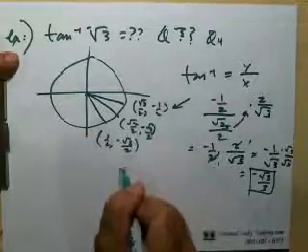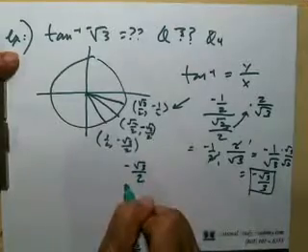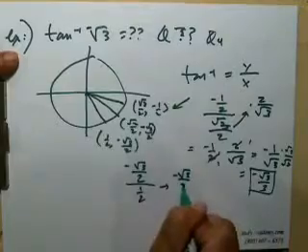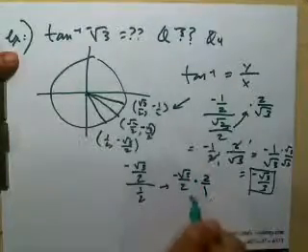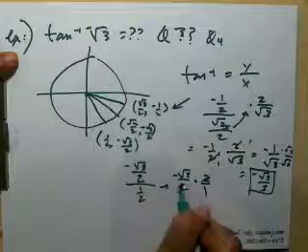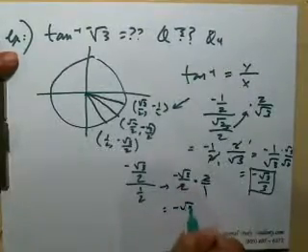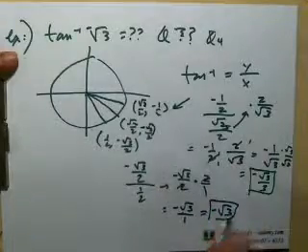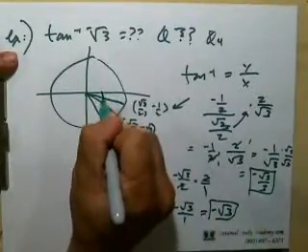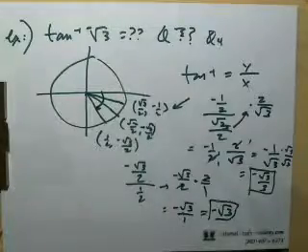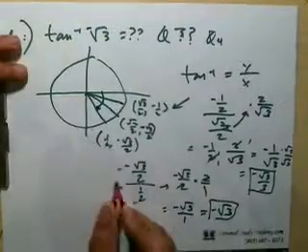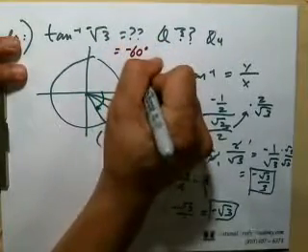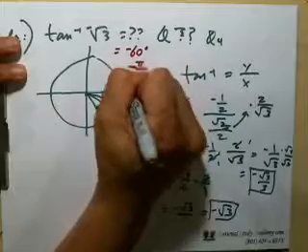Y over x again: negative root 3 over 2 divided by 1/2. That becomes negative root 3 over 2 times 2 over 1. Cancel these out, and that becomes negative root 3 over 1, which is negative root 3. And there's your answer. So it's going to be this angle right here, which is negative 60 degrees. So that's equal to negative 60 degrees again, or negative pi over 3.